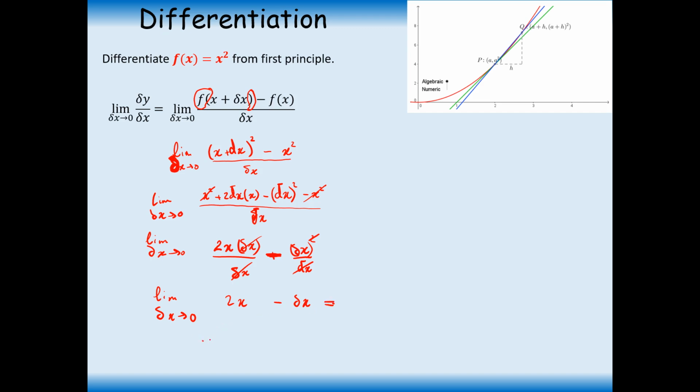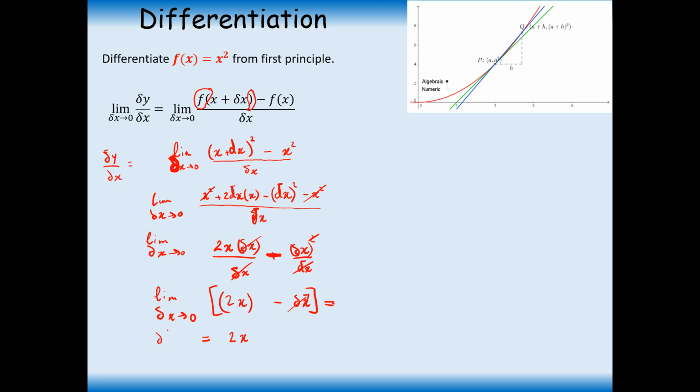So that limit finally, now that in this first term we don't have a delta x, we can go ahead and take the limit and say that remains as 2x, and this will approach 0. So we don't have to write anything next to 2x. So therefore we can say that all this time we were finding the delta y by delta x here.